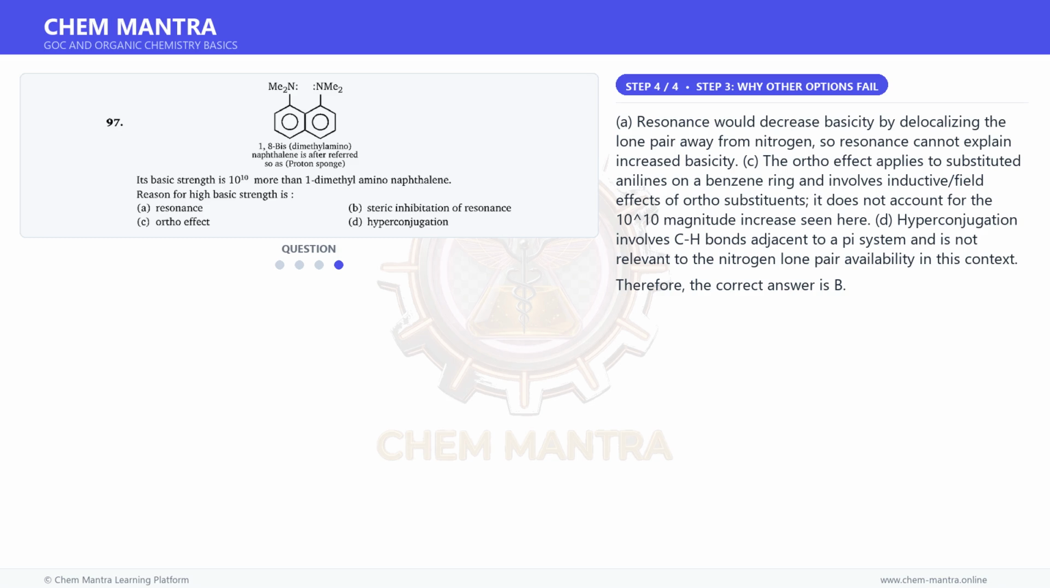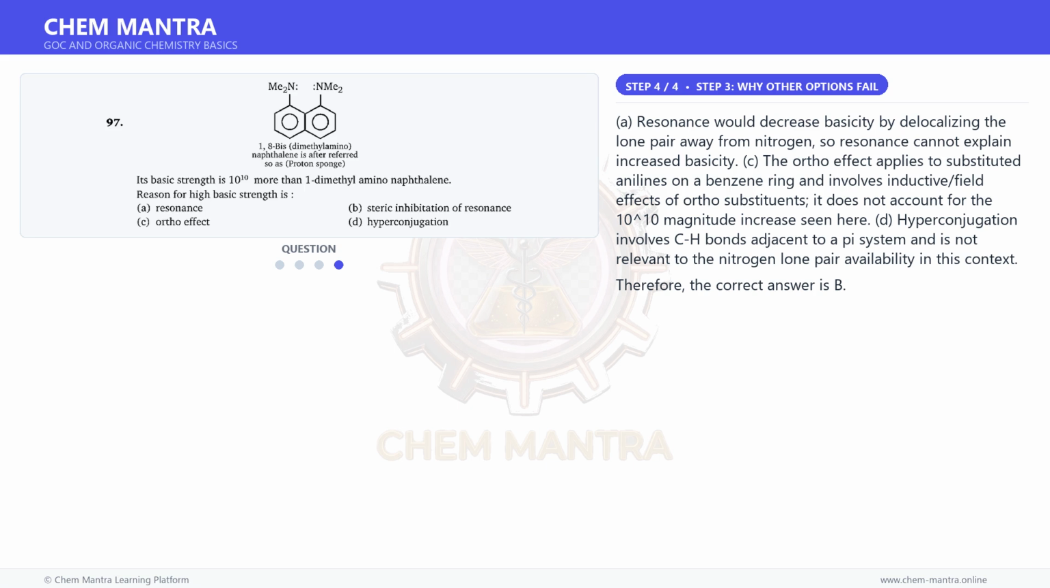And for the final step. A. Resonance would decrease basicity by delocalizing the lone pair away from nitrogen, so resonance cannot explain increased basicity. C. The ortho effect applies to substituted anilines on a benzene ring and involves inductive field effects of ortho substituents. It does not account for the 10^10 magnitude increase seen here.